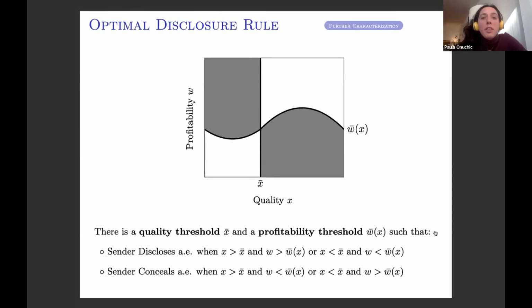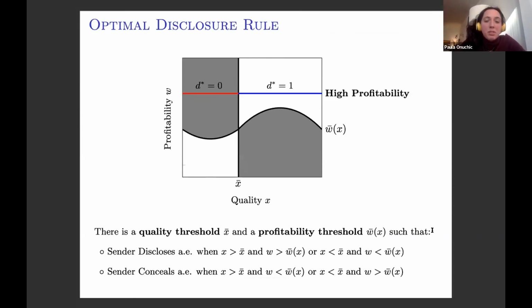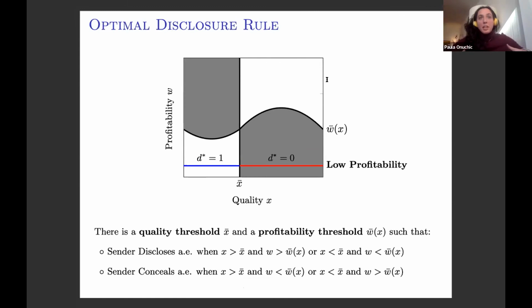Importantly, one way that we can look at this is, let's say I take a very high profitability object. Then we're going to have this characteristic that I conceal bad realizations and reveal good realizations. And likewise, if I take a very low profitability object, I do the opposite. So I reveal bad realizations and I conceal good realizations. Of course, if I'm somewhere in the middle, I could have some alternating revealing and concealing of the realizations.